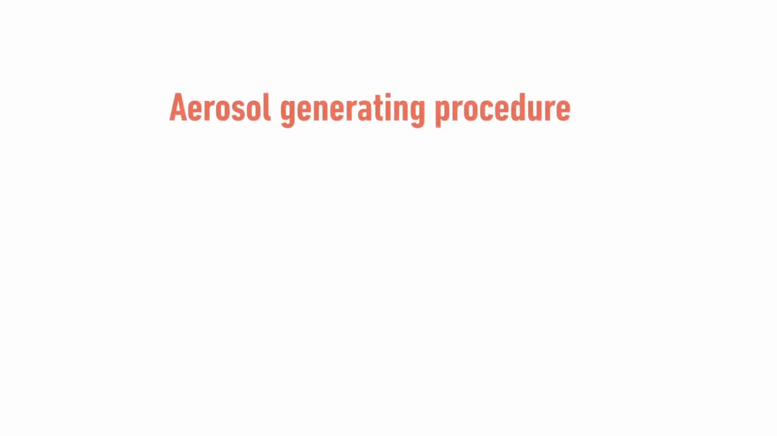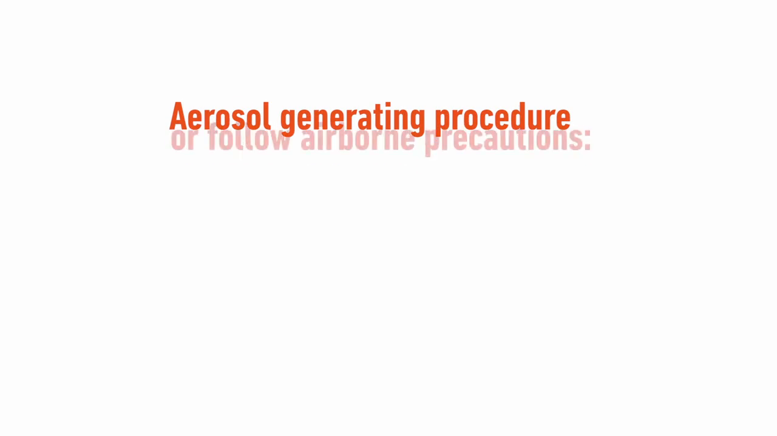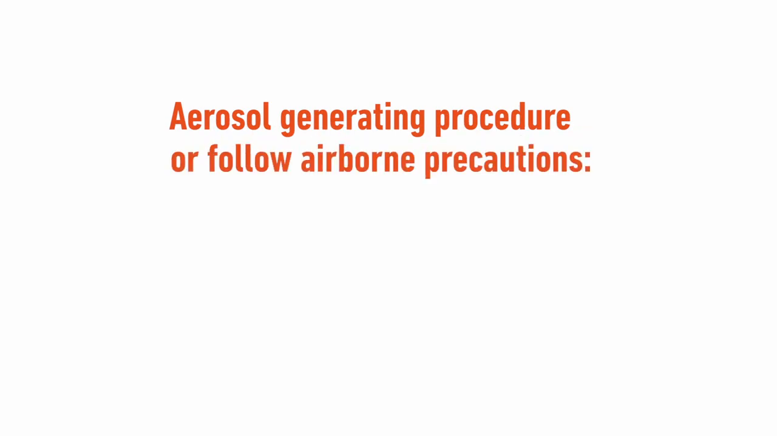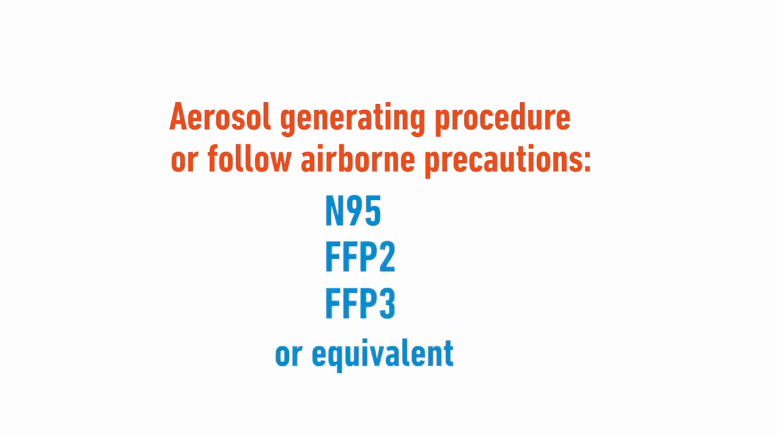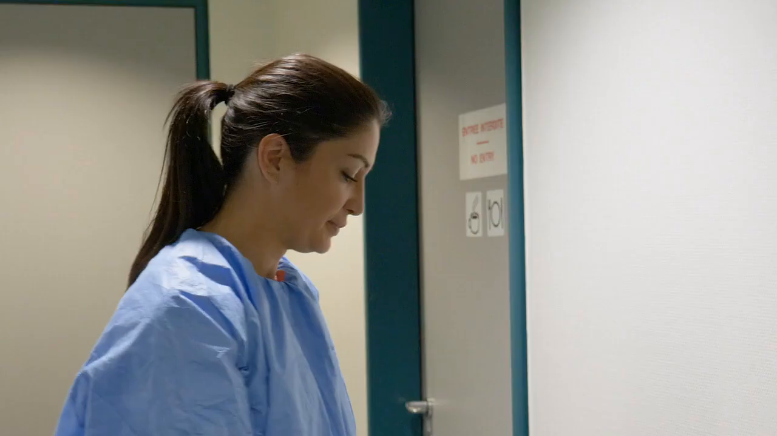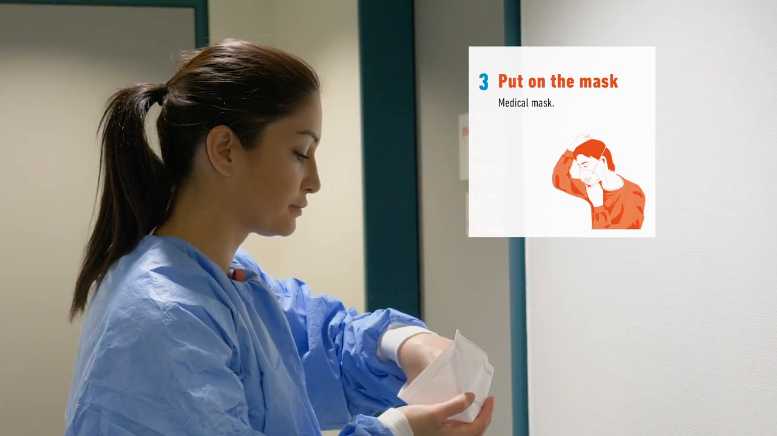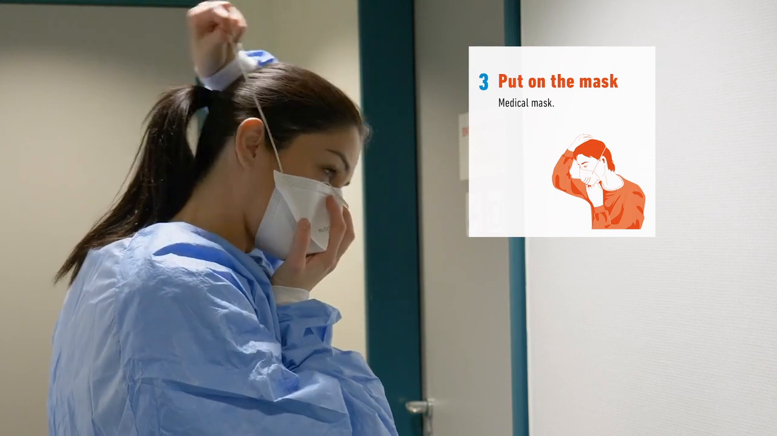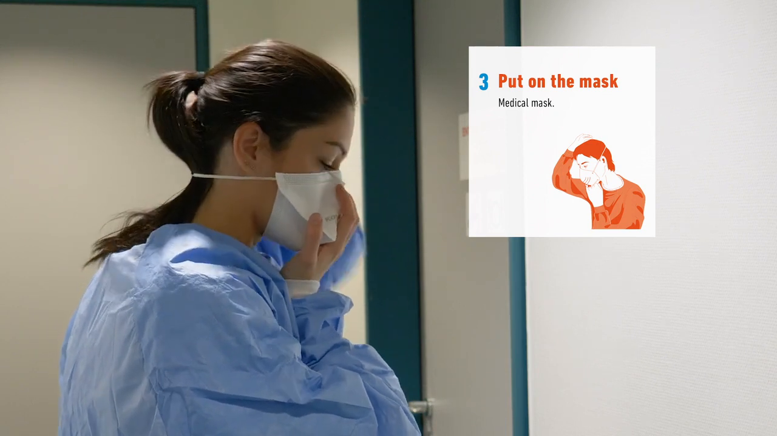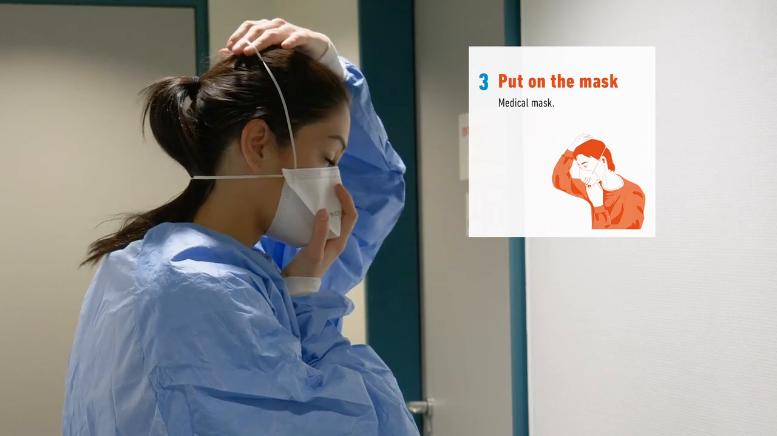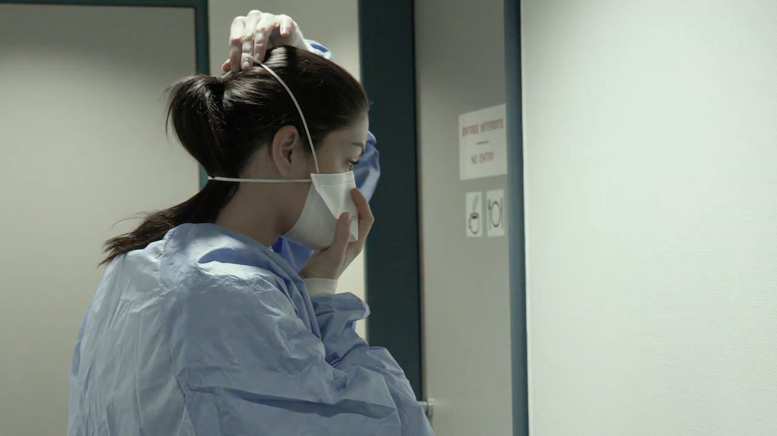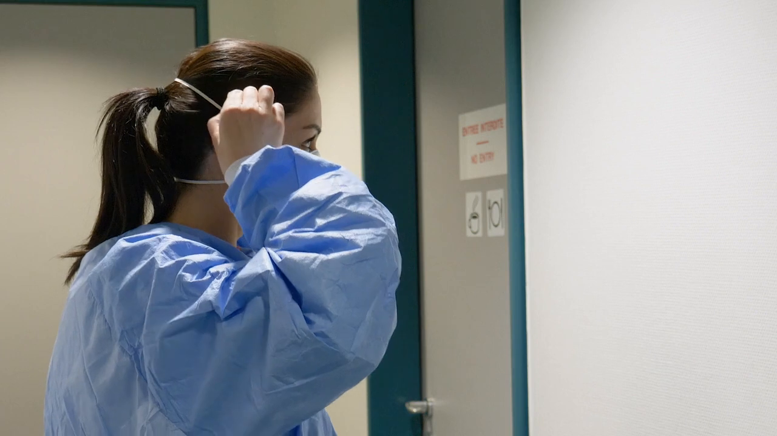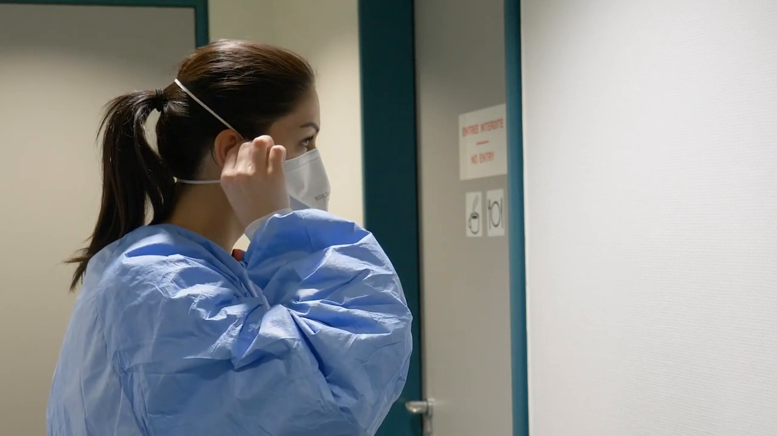If you are performing an aerosol generating procedure or you need to follow airborne precautions, you can put on an N95, FFP2, or FFP3 mask instead of the medical mask. To place the mask on, lift your chin and pull the bottom strap over your head and position it around the back of your neck below the ears. Pull the top strap over your head, resting it high at the back of your head. Ensure the straps are not overlapping or crossed.